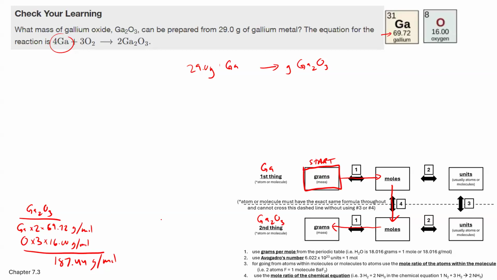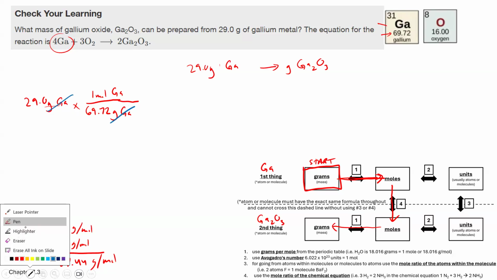All right, we're going to do this in one equation. I'm going to pause and cancel things out so we can walk our way through this. 29.0 grams gallium. We cross arrow 1. We have to use the grams per mole, which is just 69.72 grams per mole. Grams are up top here, so we have to have grams on the bottom: 69.72 grams of gallium to 1 mole of gallium. Let's cancel what cancels out. Grams of gallium. Cool.